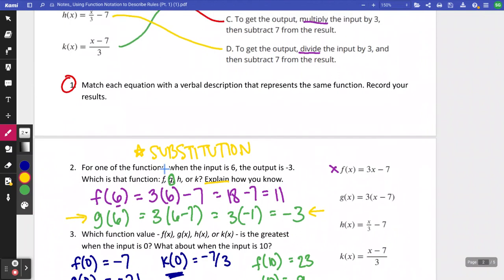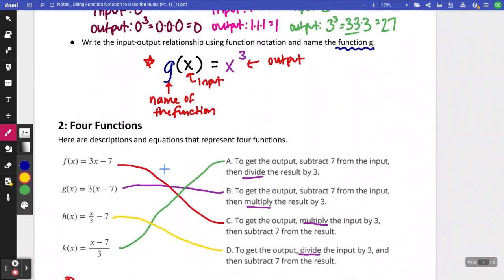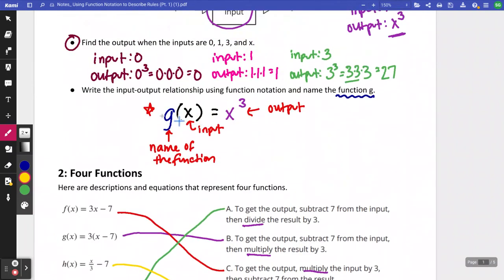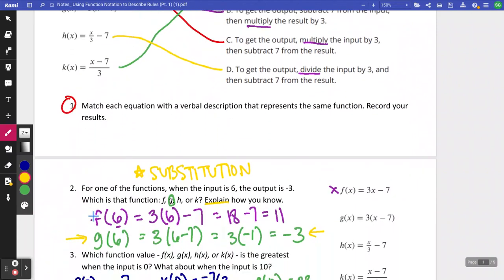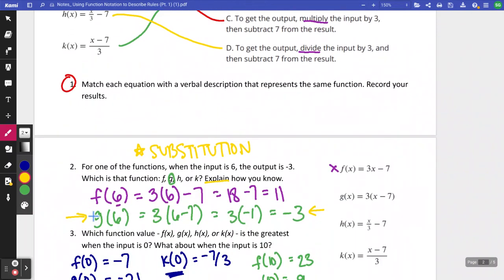The focus of this first part, remember, was this idea of being able to use function notation to help us describe functions. And like right here is this matching activity where we were matching the descriptions of functions with that function notation. And then the second part here was evaluating these functions. And we said evaluating is just a lot of substitution.